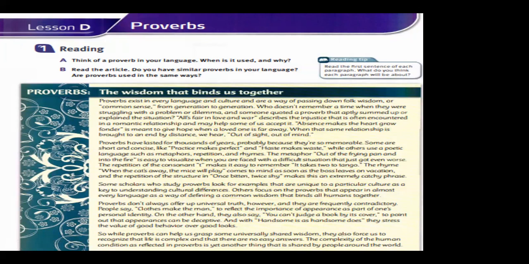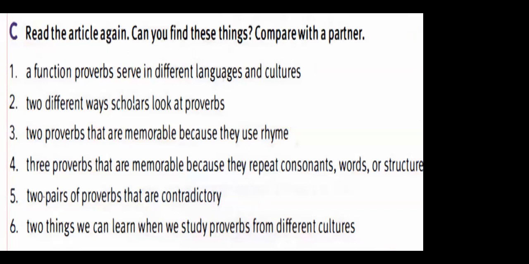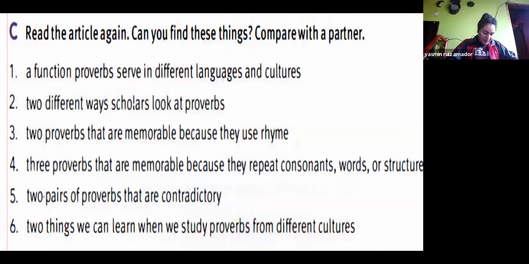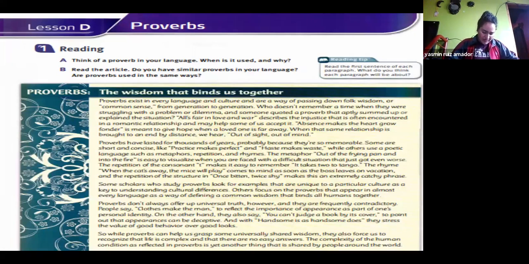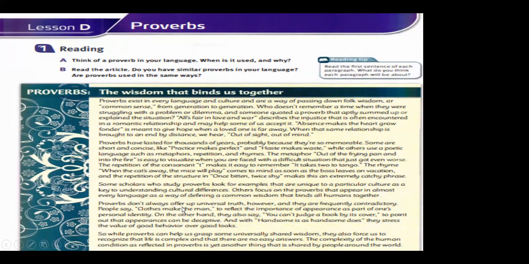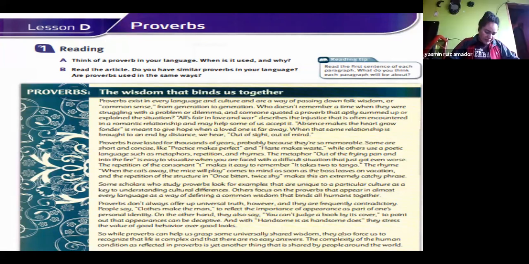All right, what other one? Once bitten, twice shy. Right, that's a structure. When the cat's away, the mice will play. So you have there the meaning of each one. Okay, number five, Jasmine. Two pairs of proverbs that are contradictory. Teacher, I wrote in paragraph number two. Yes. All right. What are those proverbs? Repetition of the structure: once bitten, twice shy.